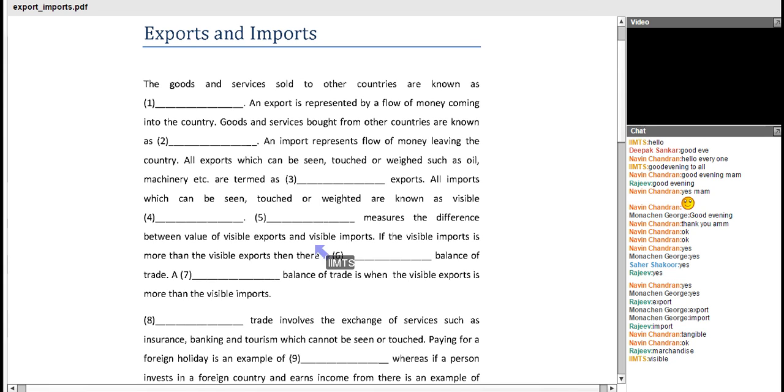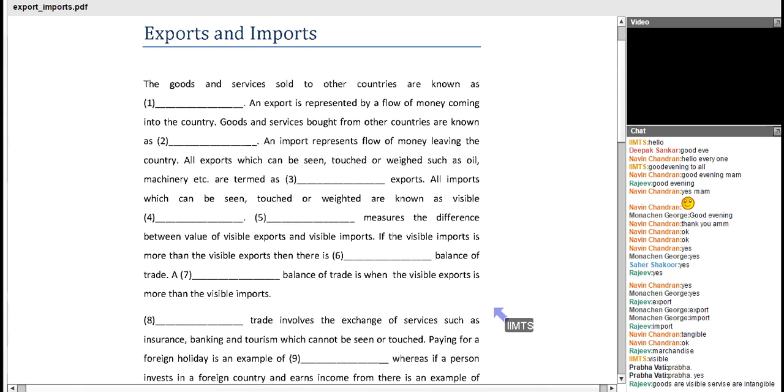Now, we all know the difference between visible and invisible imports and exports, but why do we need to discuss it? Does it hold any importance? Yes, I asked a question. Is it of importance to discuss visible and invisible items in export and import? Mr. Monachin, what do you think? Rajiv? Do we need to discuss this? Goods are visible, services are intangible.